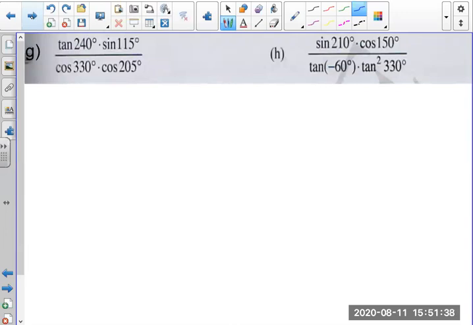Let's take a look at number G. Tan 240 sine 115 over cos 330 times cos 205. Three questions. Where is 240? 240 is in the third quadrant. So in the third quadrant, I can write an angle as 180 plus, and you see that it will be 60, and you like that because 60 is a special angle.